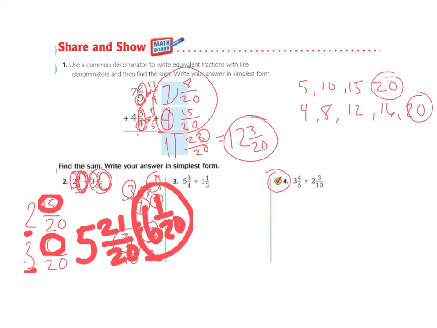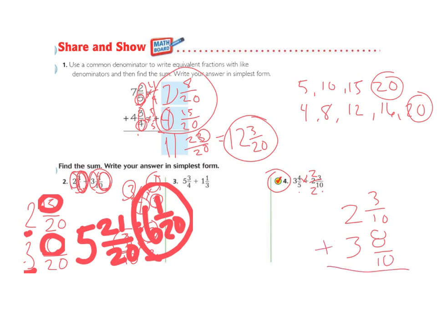Let's do number 4. So the bottom number on these, I'm going to make be 10. That way I don't have to do anything to the 2 and 3/10, but I do have to try and change this 4/5 and make the bottom be 10. So I'm going to put my 3, my whole number, and in order to make that be 10, I have to multiply by 2 over 2. 4 times 2 is 8, and then we have 10.